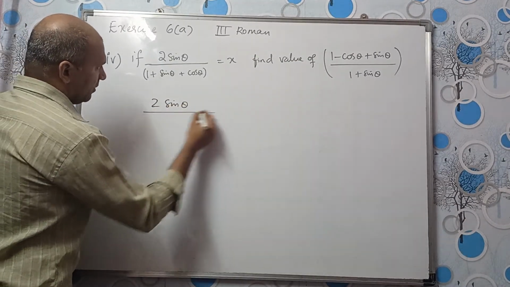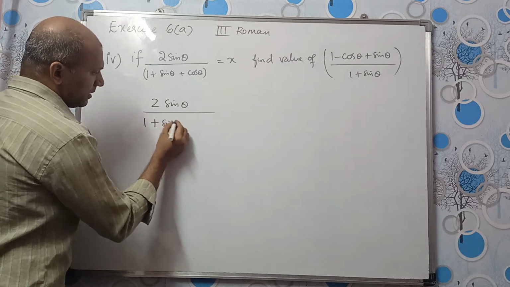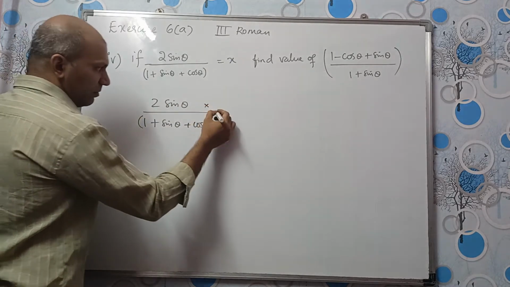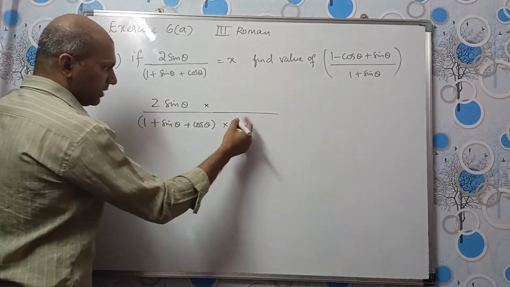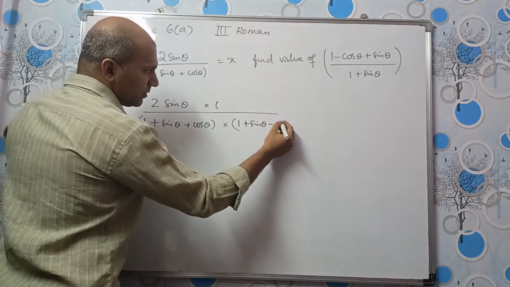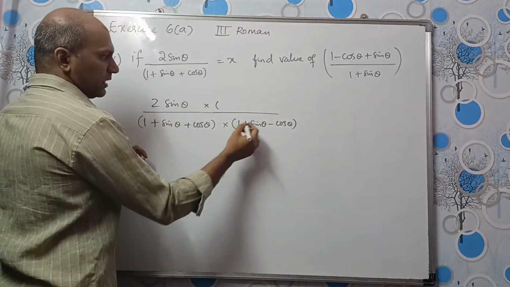2 sin theta divided by 1 plus sin plus cos. Okay, we are multiplying numerator and denominator by 1 plus sin theta minus cos theta.